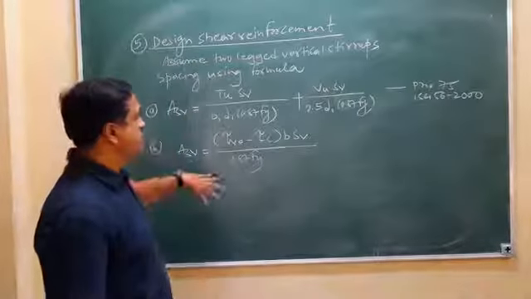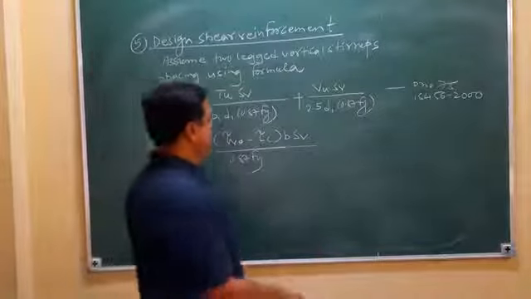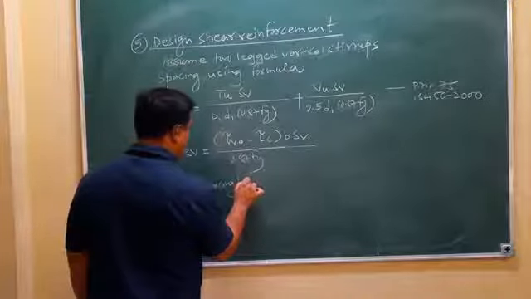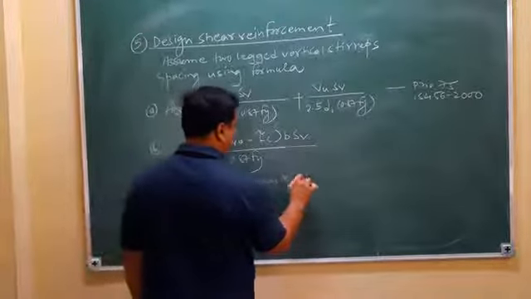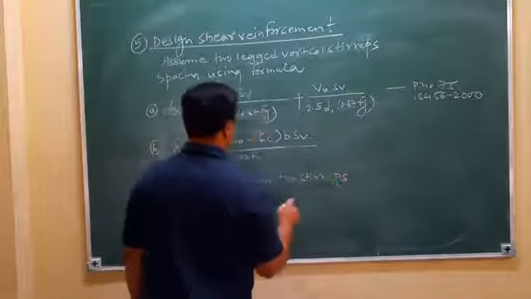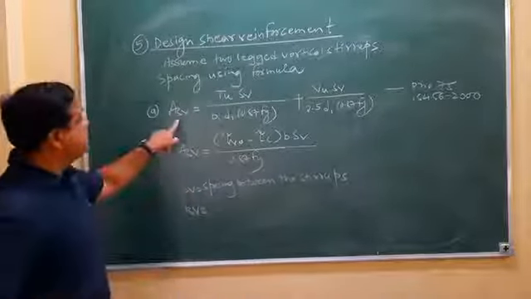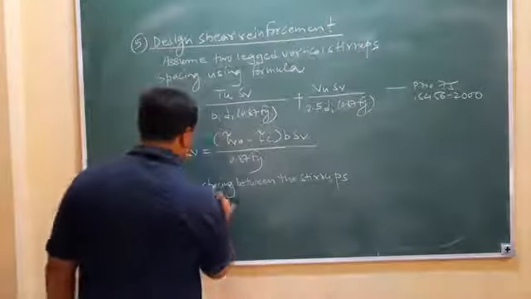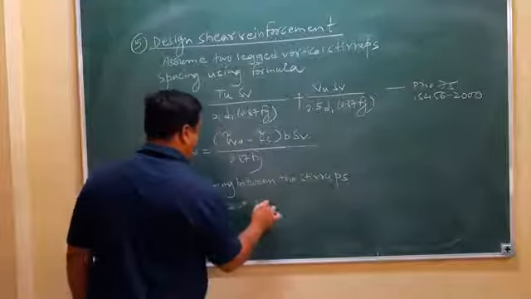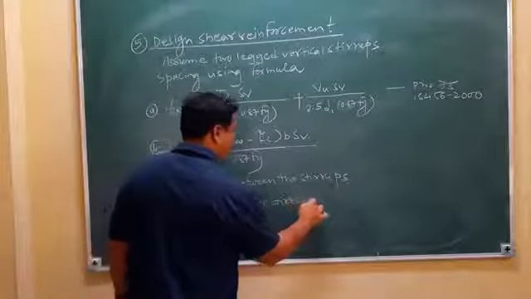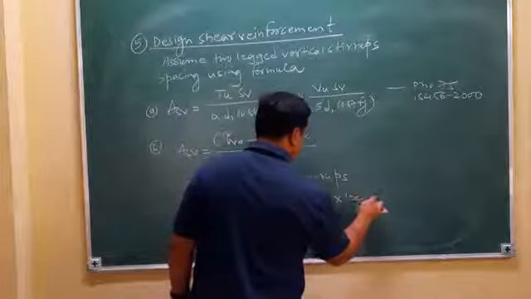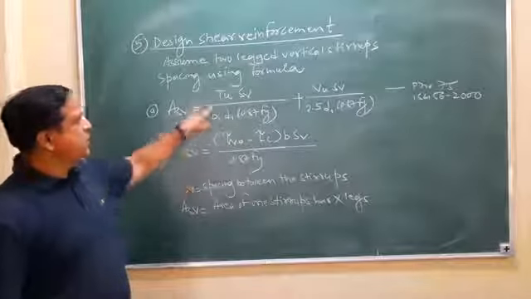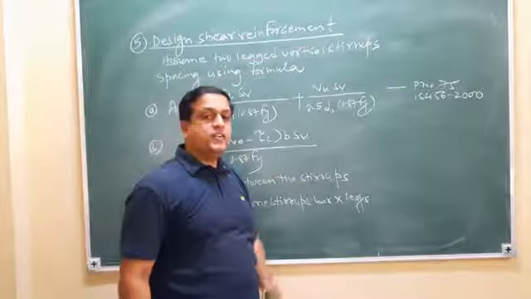Now, what are the meanings of these terms? What is Tu? What is Sv? Basically, Sv is the spacing between the stirrups. What is Asv? We already know this term from last semester. Asv is the area of one stirrup bar multiplied by the number of legs. Sv is the spacing of stirrups. Tu is the ultimate torsional moment, and Vu is the ultimate shear force.